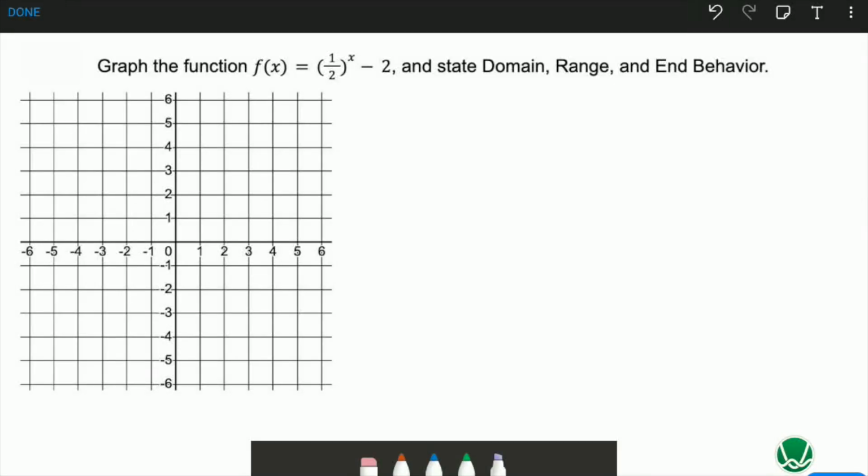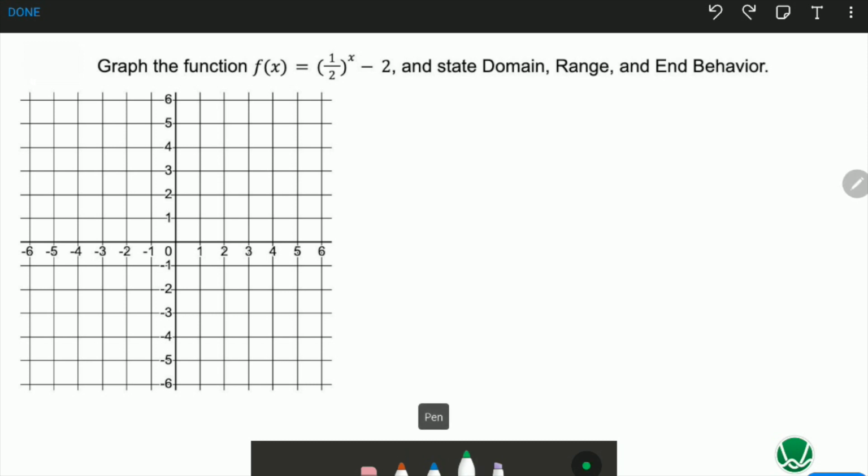So in this example, we're going to be graphing the equation f of x equals 1/2 to the power of x, and then not inside the exponent. Make sure it's clearly noted that this 2 is not inside the exponent, but we will subtract 2 from 1/2 to the power of x. Then we're going to state domain, range, and end behavior.